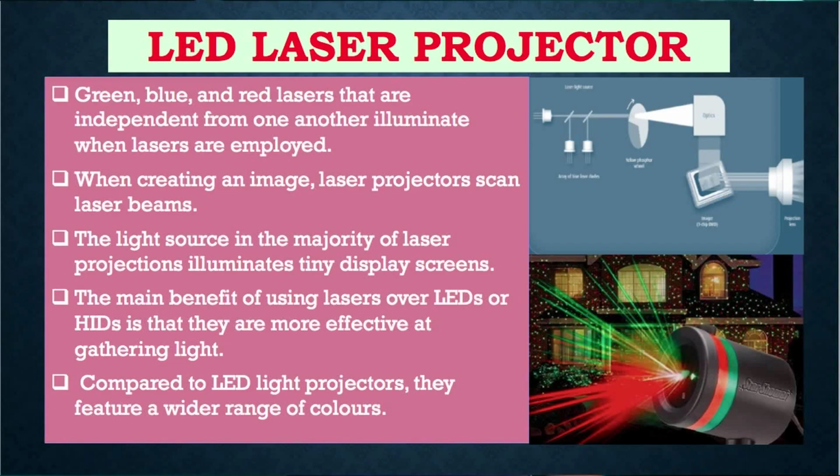When lasers are employed, green, blue and red lasers that are independent from one another illuminate. Next, when creating an image, laser projectors scan laser beams. The light source in the majority of laser projectors illuminates tiny display screens. The main benefit of using laser over LEDs and HIDs is that they are more efficient at gathering light. Compared to LED projectors, they feature a wide range of colors.